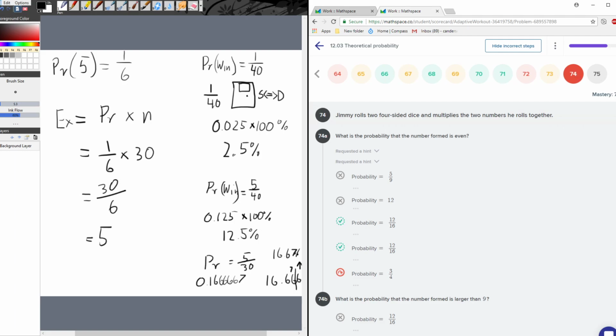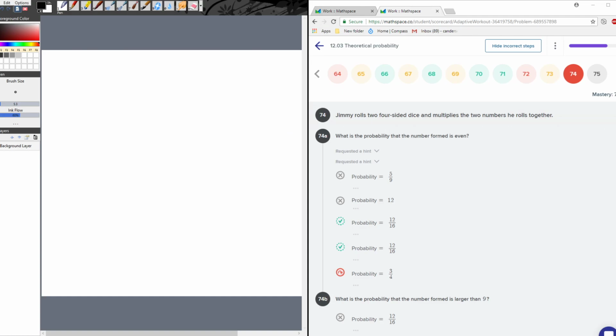Let's have a look at this one. Now, in probability, when you are given two different things, you can set up a two-way table. So if I do my first dice roll over here, 1, 2, 3, 4, and I do my second dice roll up here, I am multiplying the two together. So I will get 1 times 1, 1 times 2, 1 times 3, 1 times 4, 2 times 1, 2 times 2, 2 times 3, etc.